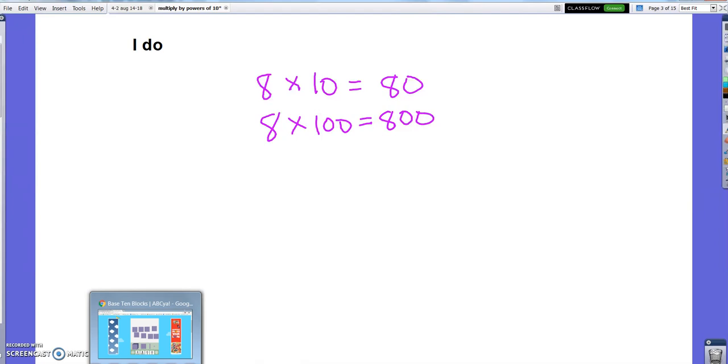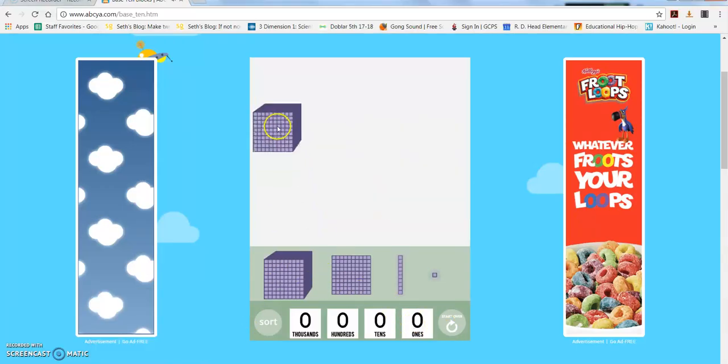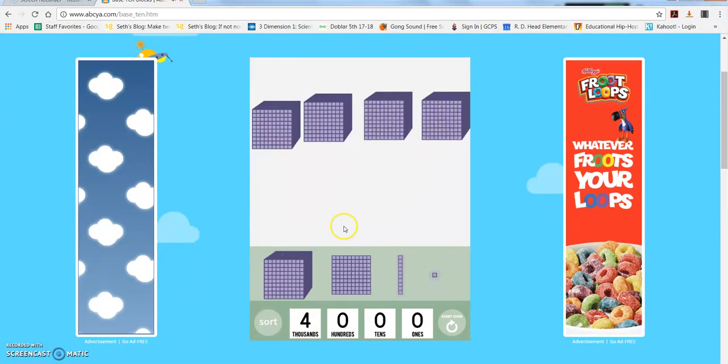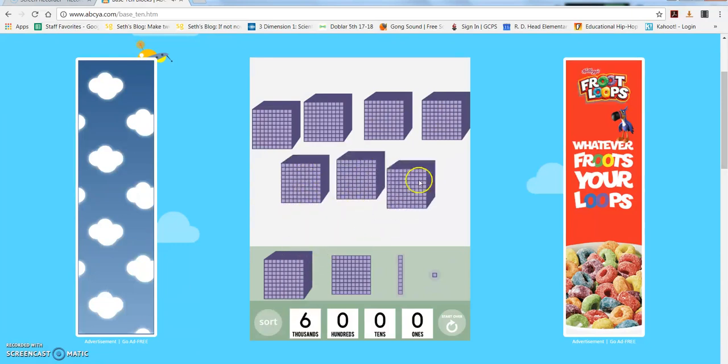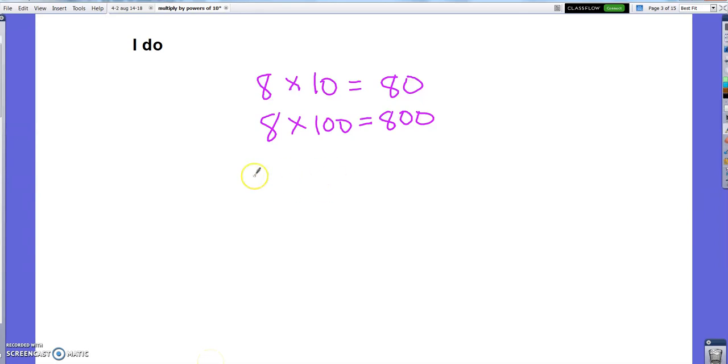And of course, guess what? It still works with 1,000. 1, 2, 3, 4, 5, 6, 7, 8. And I can multiply 8 by 1,000, again, super easily. 8 times 1,000, as I saw there, was 8,000. And you notice this really obvious pattern emerging, right? I could keep going if I had 10,000 blocks, which I don't.